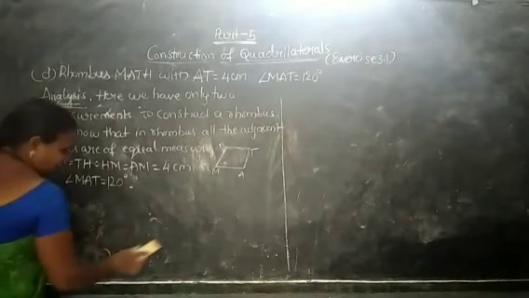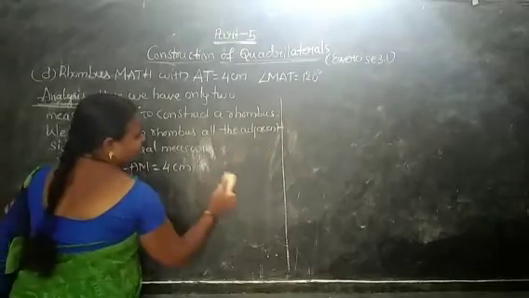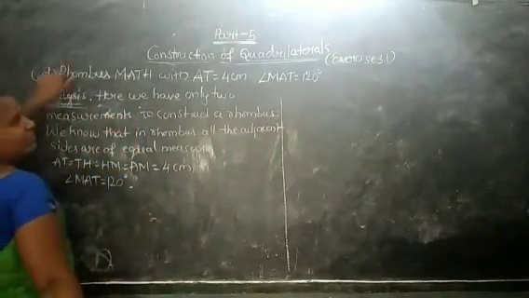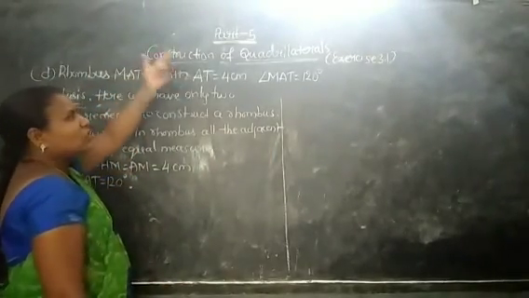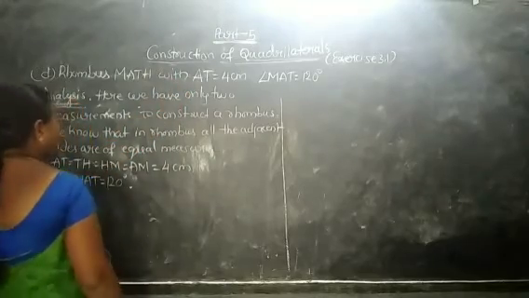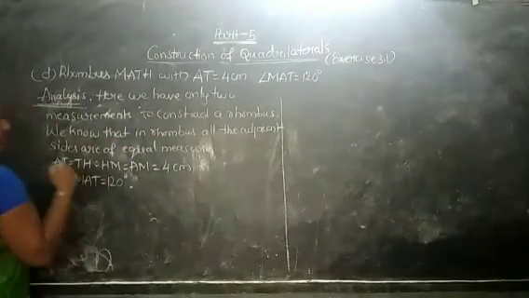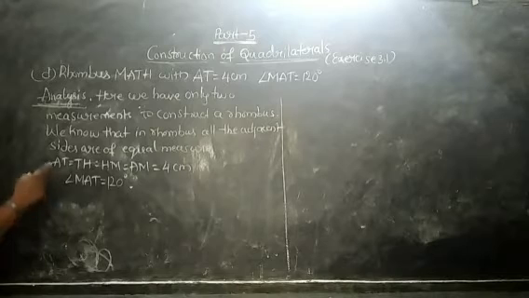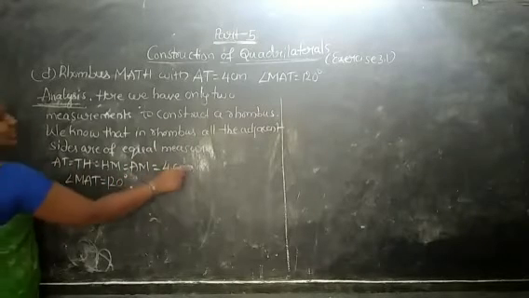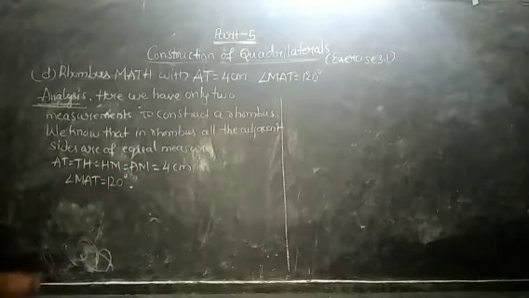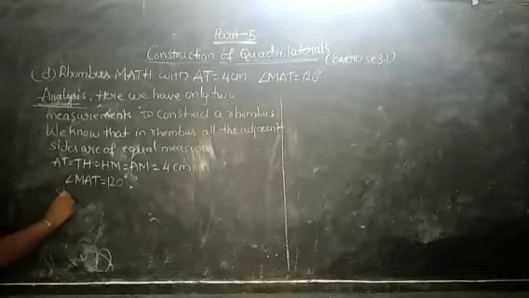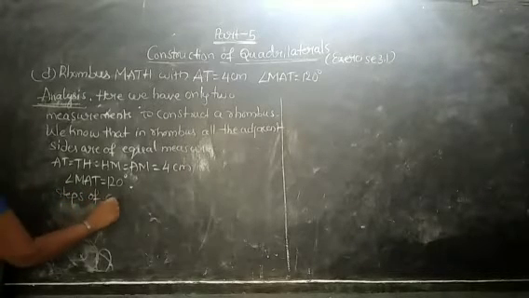Now write the steps of construction. This is just the analysis. Only 1 measurement is given. So to construct this, in the analysis of the rhombus, all the adjacent sides are of equal length. So all the side lengths are 4 centimeters only. Now write the steps of construction.